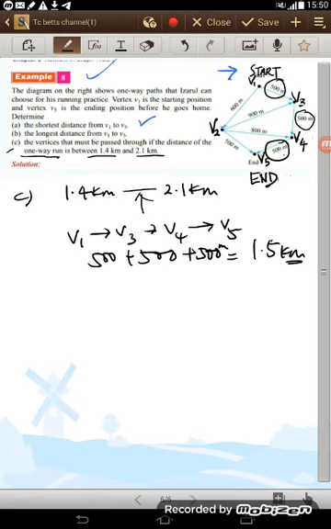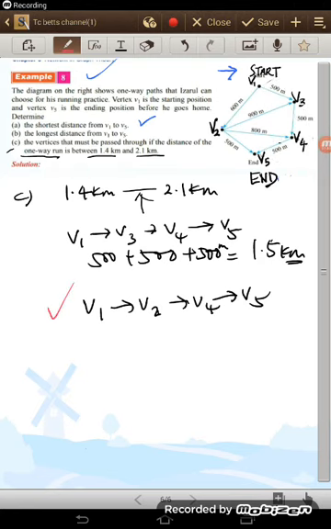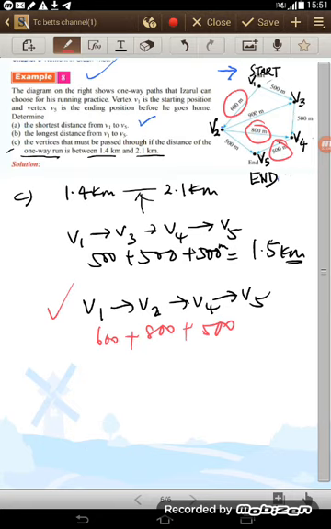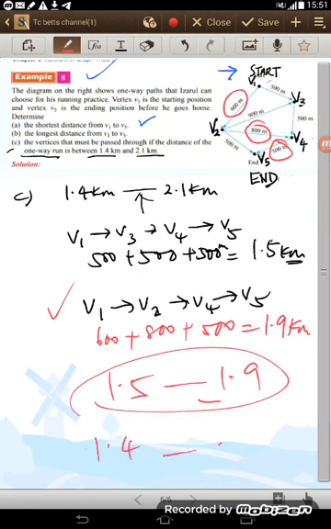And then the next route will be V1, V2, to V4, to V5. V1 to V2, this distance. V2 to V4, 800, and then 500. So this one is 600 plus 800 plus 500. So altogether it is 1.9 kilometer. So 1.5 to 1.9, it is within the range of 1.4 to 2.1 kilometer. So you have answered the question.